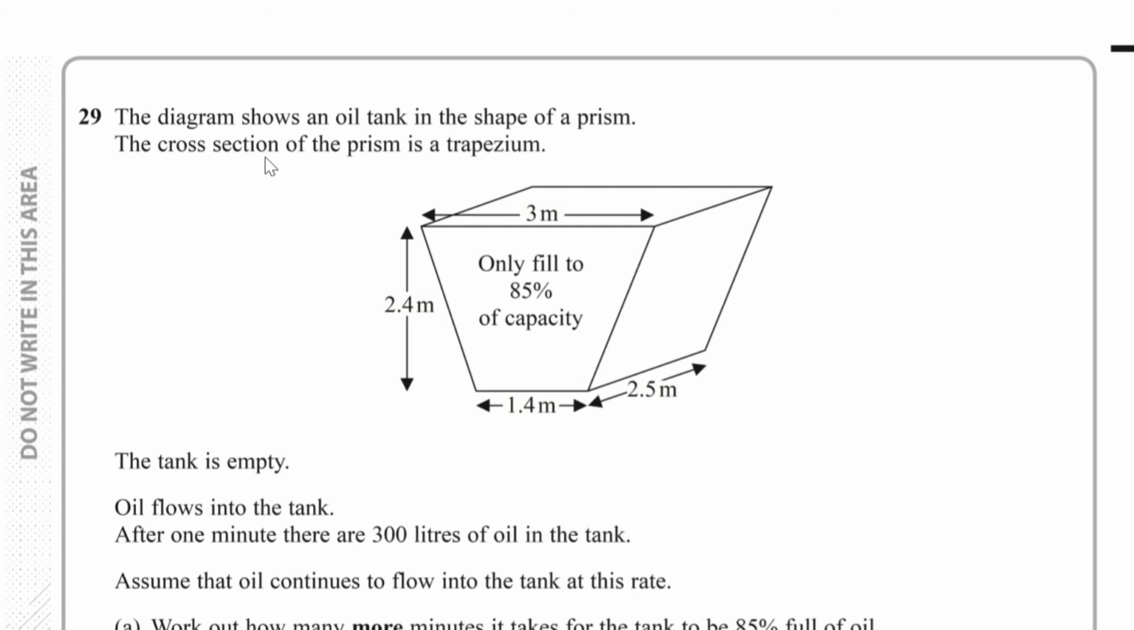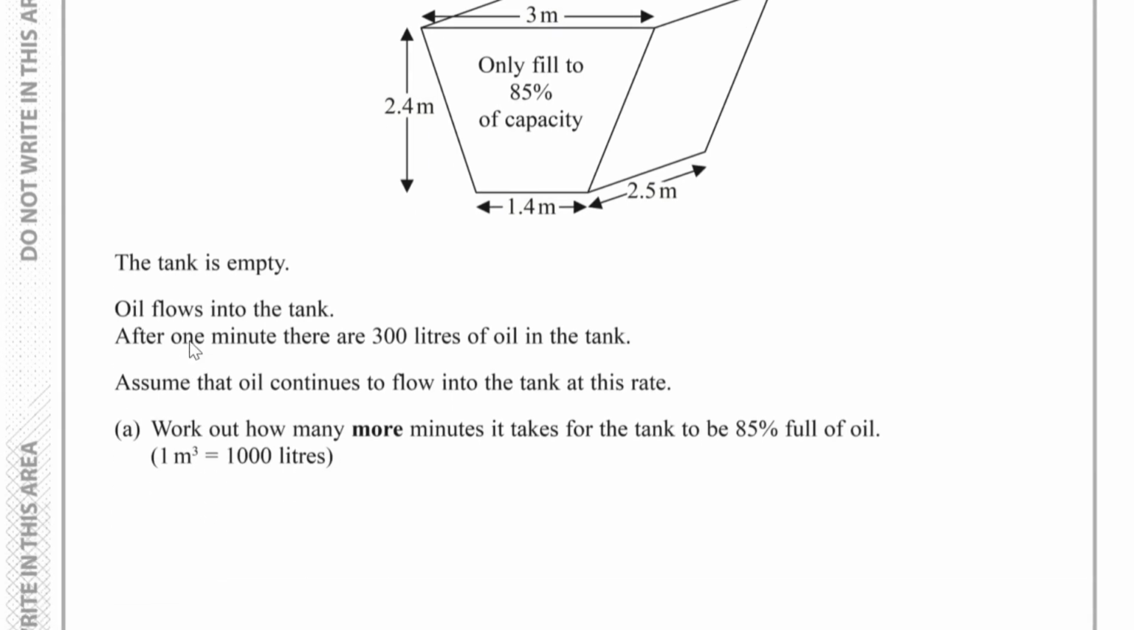Question number 29. The diagram shows an oil tank in the shape of a prism. The cross-section of the prism is a trapezium. The tank is empty. Oil flows into the tank. After 1 minute, there are 300 litres of oil in the tank. Assume that oil continues to flow into the tank at this rate. We have to work out how many more minutes it takes for the tank to be 80% full of oil. We are given that 1 meter cubed is equal to 1,000 litres.